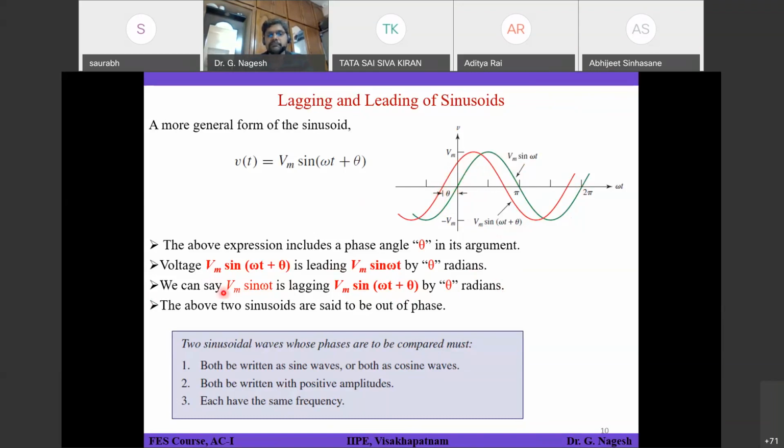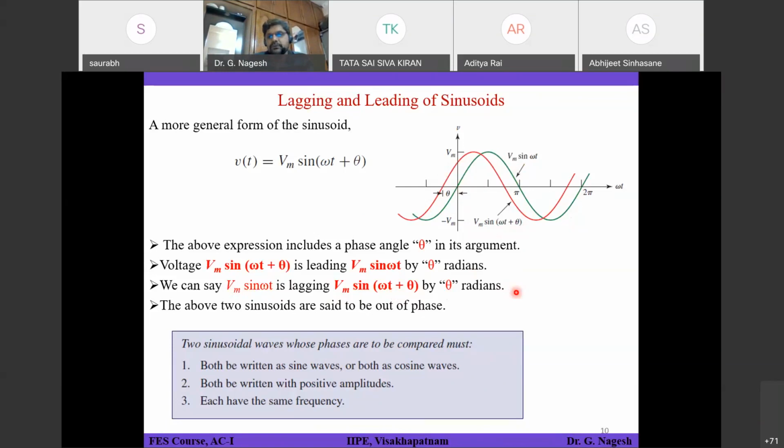We can say in the other way that Vm sin of omega t is lagging Vm sin of omega t plus theta by theta radians. Both are correct. Okay. So lagging and leading terminologies come when we compare two waveforms. So we can say one is leading with respect to the other one, or the second one is lagging with respect to the first one. When you say lagging and leading, you should be clear with your theta angle.